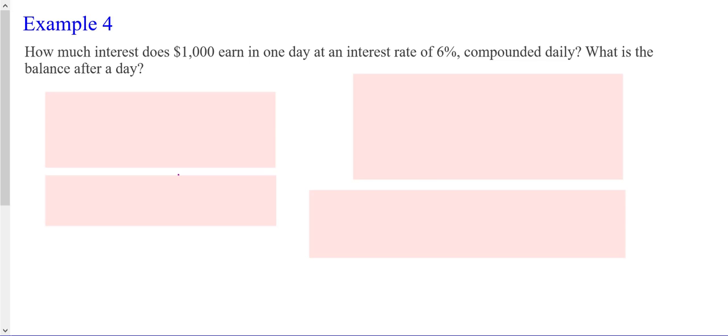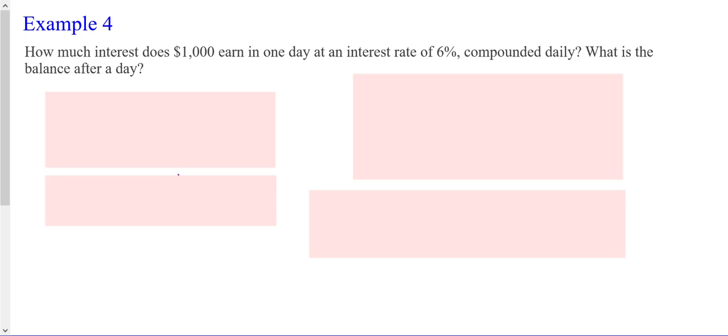In the second video for lesson set 4, we're going to look at how compound interest works with a bank account. And most of the time, compound interest in the bank is compounded daily. So just as a reminder, we're going to do this first example.